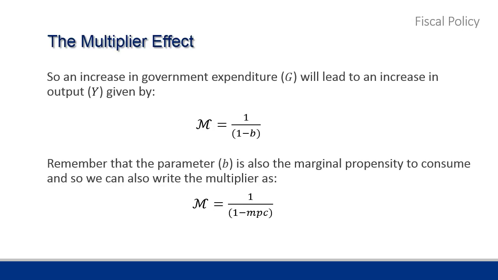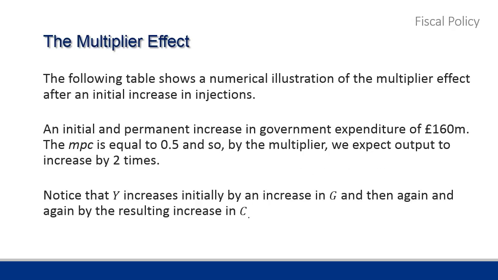So we can say that the multiplier is equal to 1 over 1 minus b, but remembering that the parameter b was our marginal propensity to consume. So we can write the multiplier, with a special M here, is equal to 1 over 1 minus the MPC. The amount that output will increase as a result of an increase in G will be given by 1 over 1 minus MPC.